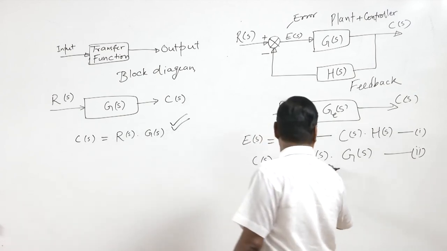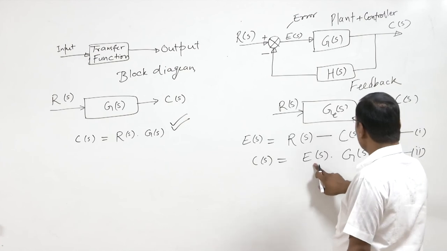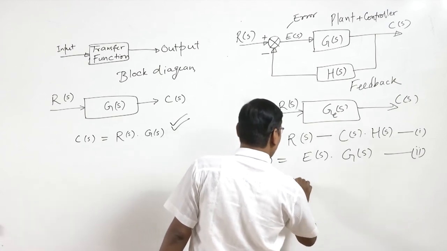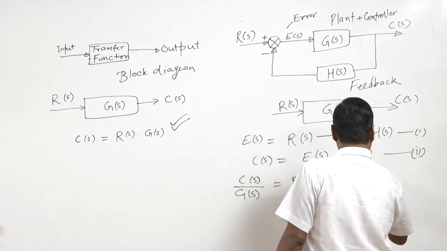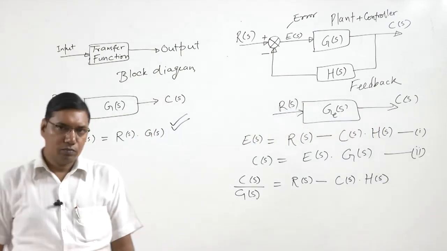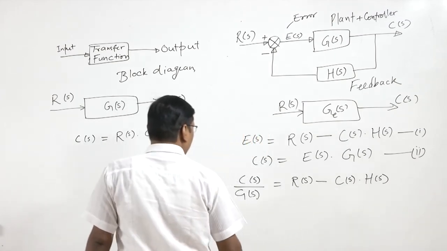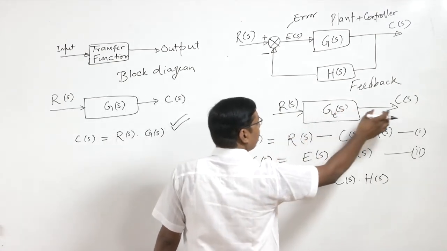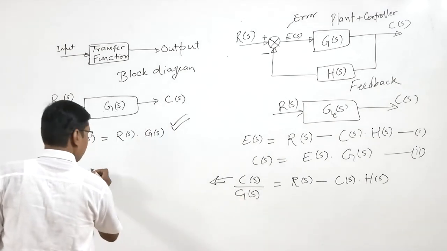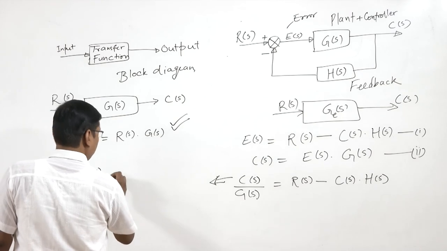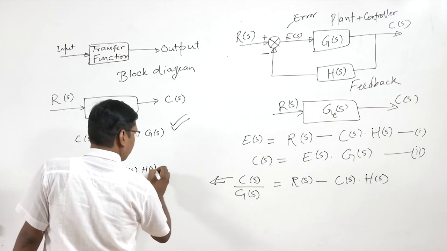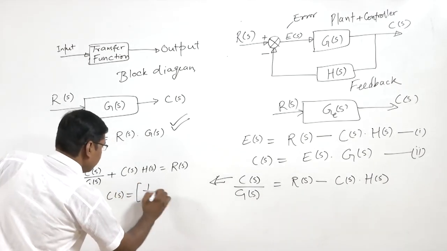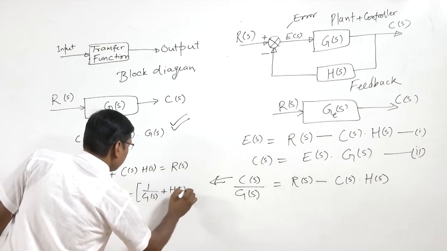Now we can replace this E(s) from this equation. So E(s) can be written as C(s) by G(s). So C(s) by G(s) equal to R(s) minus C(s) into H(s). So from here we take these terms, we separate because we want to separate C(s) terms and R(s) terms. So C(s) by G(s) plus C(s) H(s) equal to R(s). We can take out C(s) here. So C(s) into 1 by G(s) plus H(s) equal to R(s).